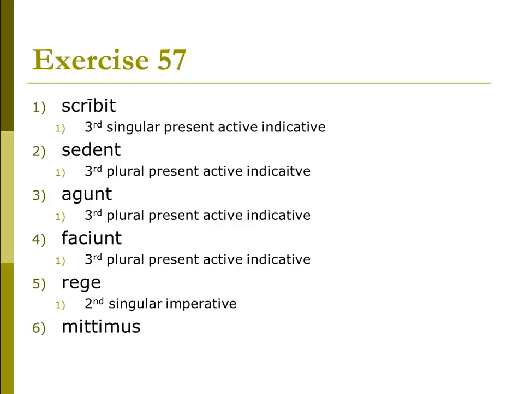And mittimus, again, if you know your endings, these verb forms present no problems. Mus, first person plural. Mitto, third conjugation verb, so the stem is mitte, first plural present indicative active. And you'll complete the rest of exercise 57 for your homework for Monday.